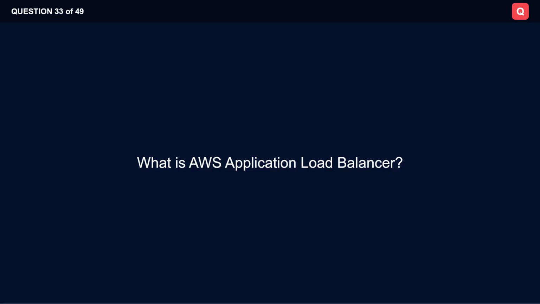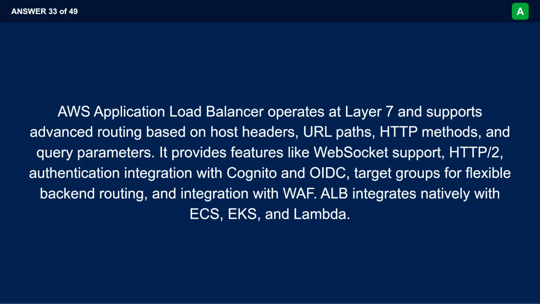What is an AWS Application Load Balancer? An AWS Application Load Balancer operates at layer 7 and supports advanced routing based on host headers, URL paths, HTTP methods, and query parameters. It provides features like WebSocket support, HTTP/2, authentication integration with Cognito and OIDC, target groups for flexible backend routing, and integration with WAF. ALB integrates natively with ECS, EKS.